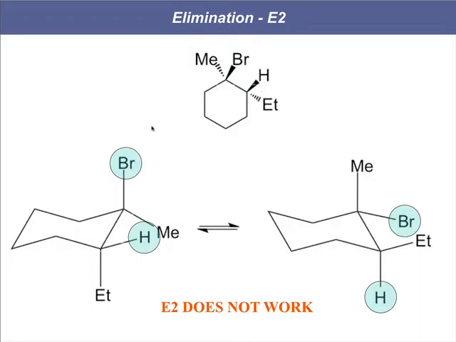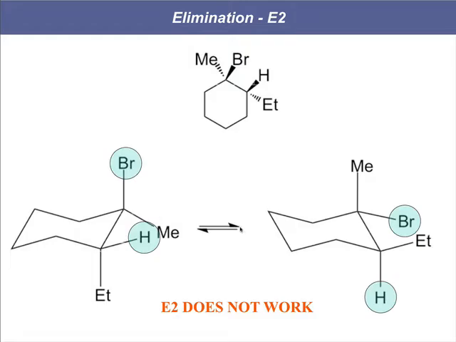Again, we can draw the chair and we can say, okay, bromine is a wedge, so it's up. And so the methyl is dashed, it's down. And the hydrogen is a wedge, so it's up. And the ethyl is a dash, so it's down. Notice again that the H and the bromine are not in that anticoplanar arrangement. The antibonding orbital of the carbon-bromine bond, again, is under the ring, whereas the electrons from the carbon-hydrogen bond are above the ring. So those are not aligned.